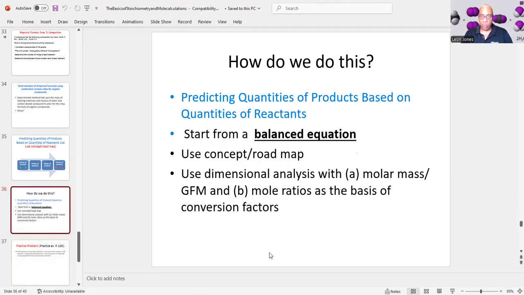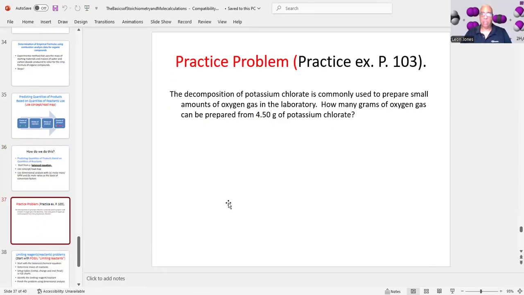So again, how do we do this? Well, predicting quantities of products based on quantities of reactants. The first thing you always do when you're given an equation is balance the equation. Use the concept roadmap. Use dimensional analysis with molar mass, GFM, that's the gram formula mass, and then the mole ratios as the basis of the conversion factors. Again, it's a practice problem.